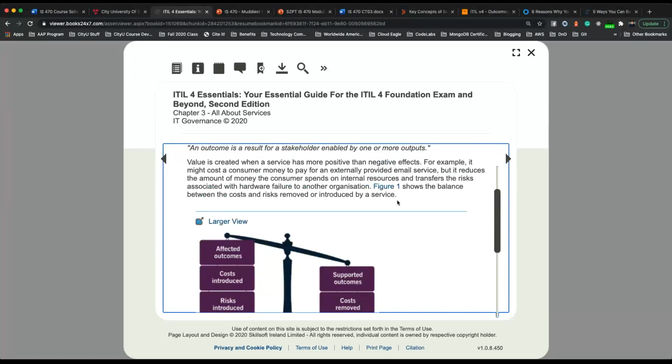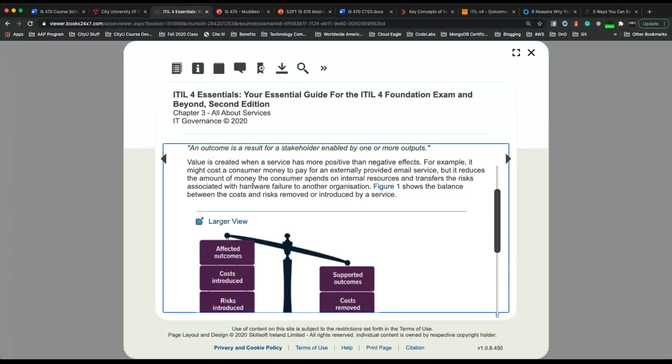Okay, next. Value is created when service has more positive than negative effects, right? So again, that's why most of the time you wouldn't see this in the market being offered. It's because companies do spend time on this value creation process in their planning stage, before they execute.